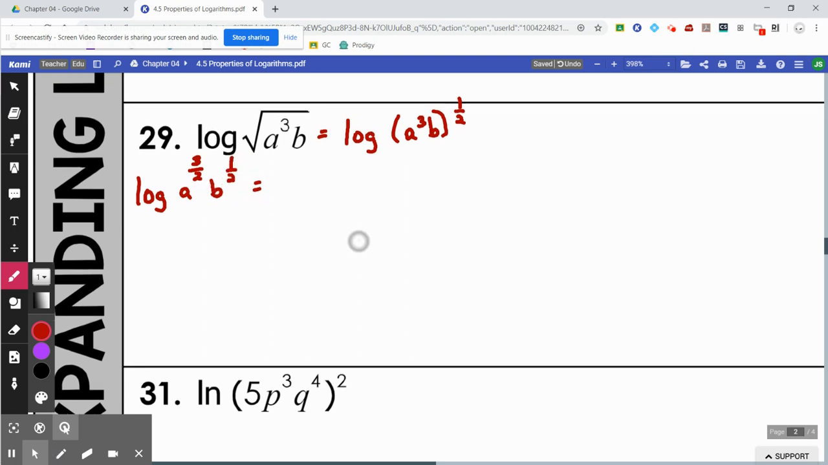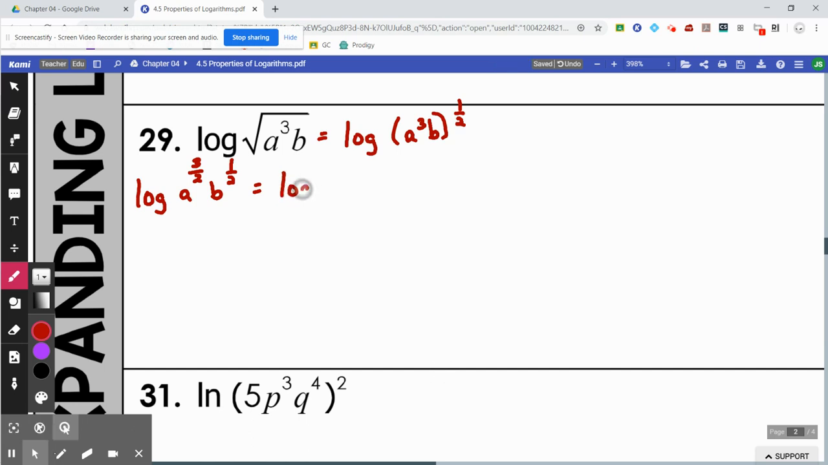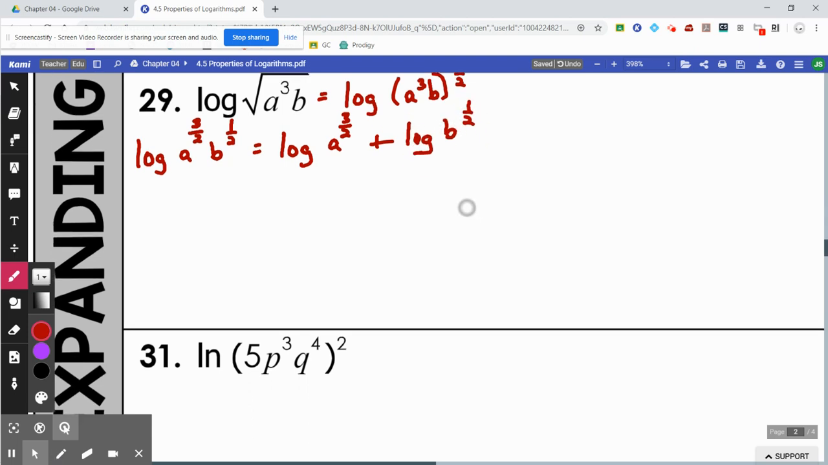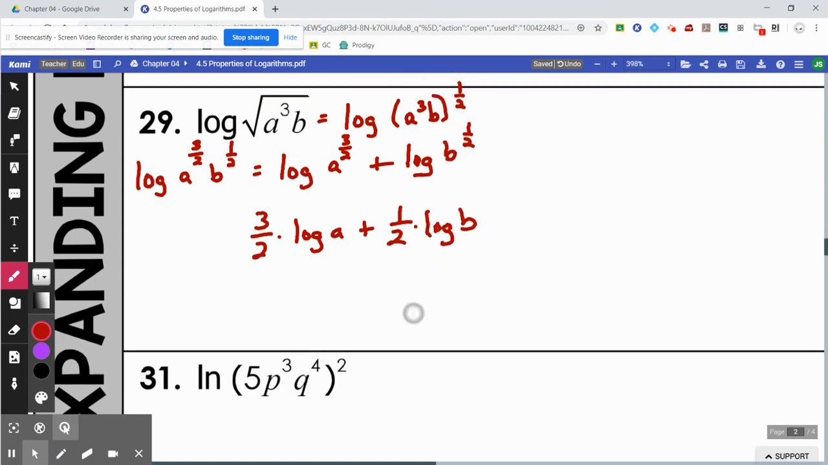Let's now split it by using our product rule. That'd be the log of the first, which is a to the 3/2, plus the log of the second, which is b to the 1/2. Then bring your exponents down. That's 3/2 times the log of a plus 1/2 times the log of b.